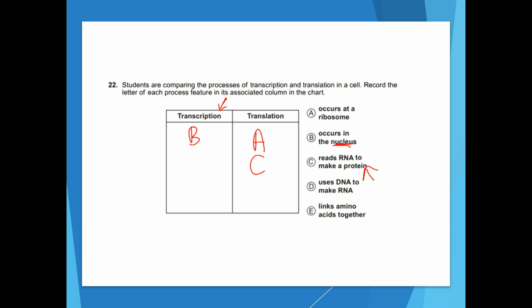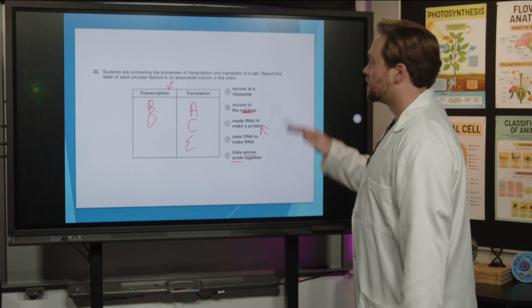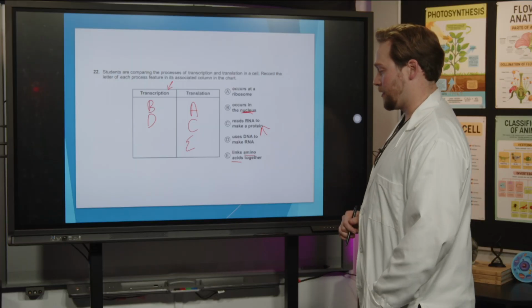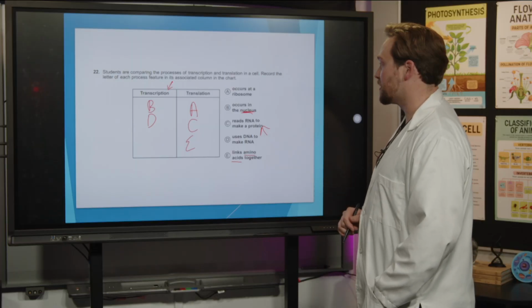The next one says uses DNA to make RNA. That is transcription. That is exactly what's happening. We use DNA to make messenger RNA in the nucleus. That's a pretty good overview of what transcription is. And then the last one, links amino acids together. Remember that amino acids are the monomers of proteins. So if we're linking them together, we're building a protein or we're building a polypeptide. And so that is going to describe translation. So that's how we should have sorted those letters. Okay, great work. Let's move on to the next one.